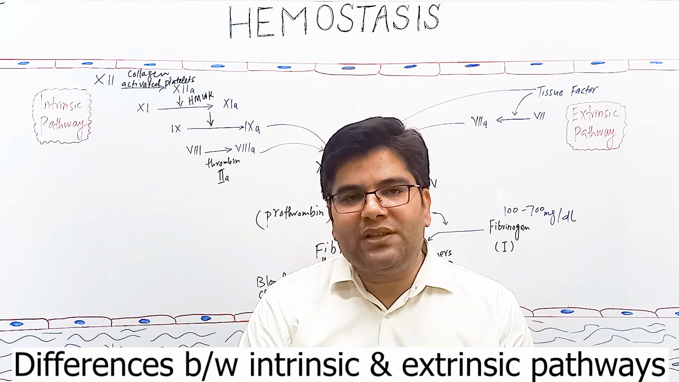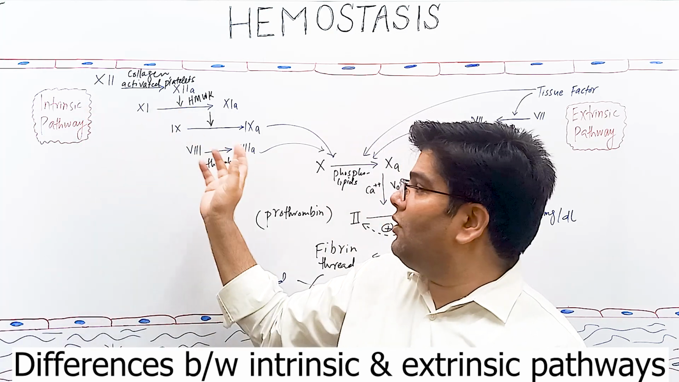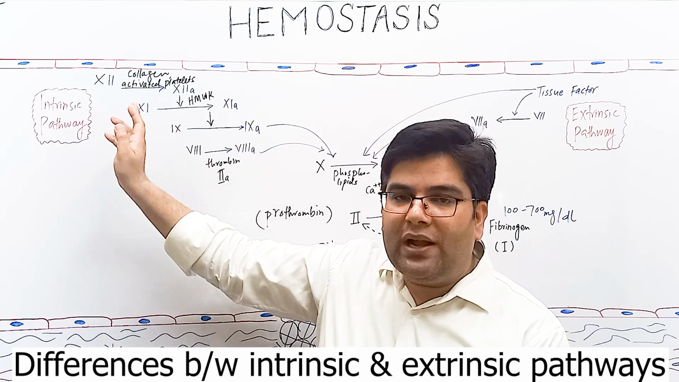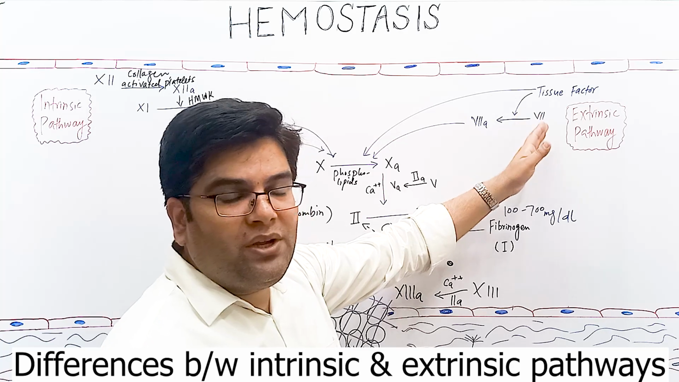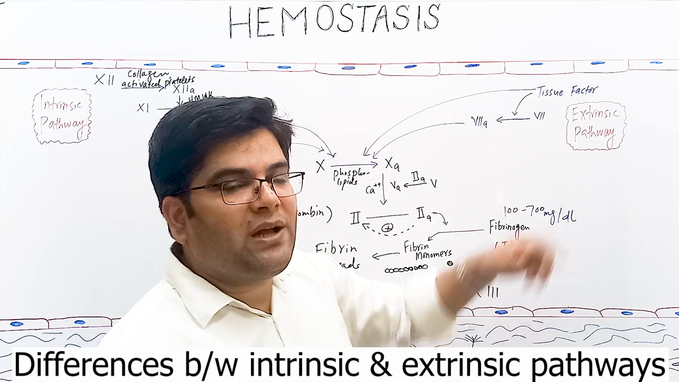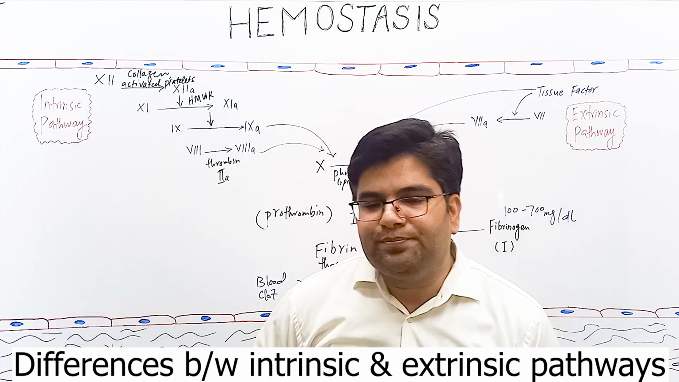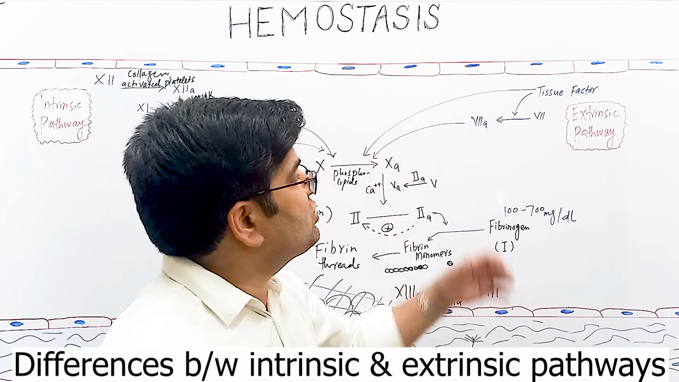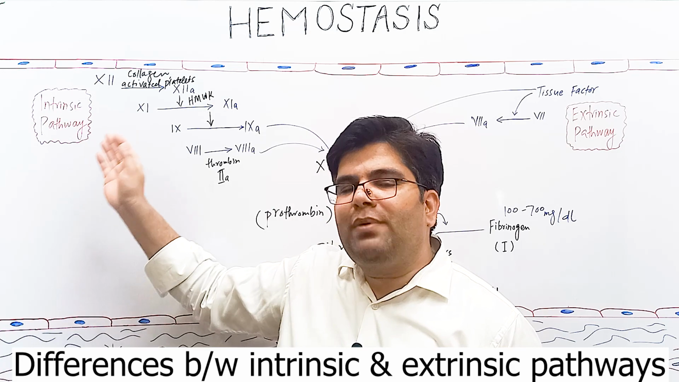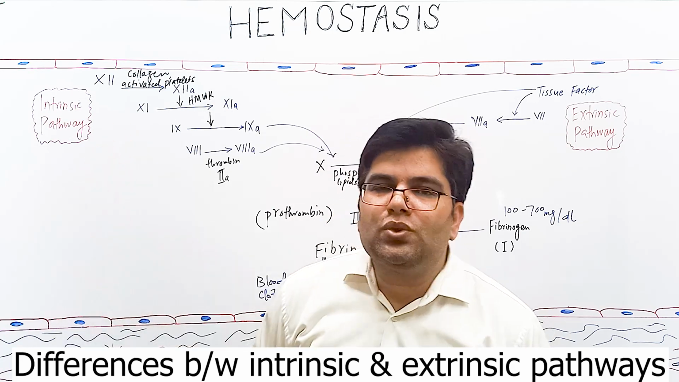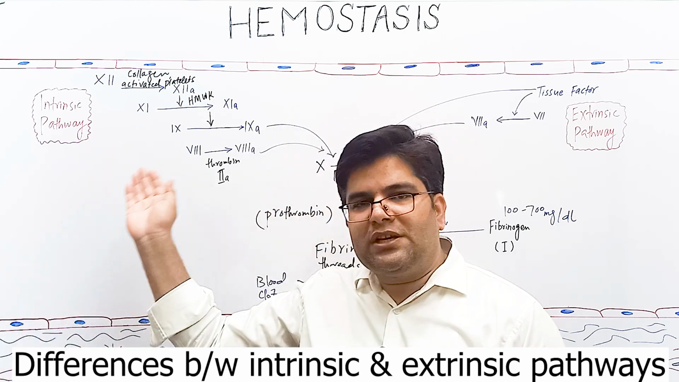Some important clotting factors which are only present in the intrinsic pathway are clotting factors number 8, 9, 11 and 12. They are not present in the extrinsic pathway. And clotting factors number 3 and 7 are only present in the extrinsic pathway but not in the intrinsic pathway. Prothrombin time is the test used to check the activity of the extrinsic pathway, and the APTT or activated partial thromboplastin time is the test used to check the activity of the intrinsic pathway.